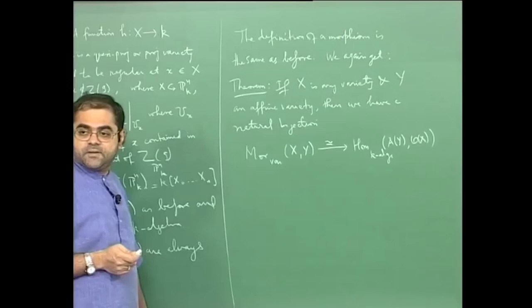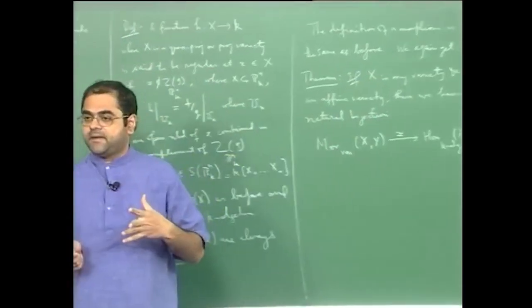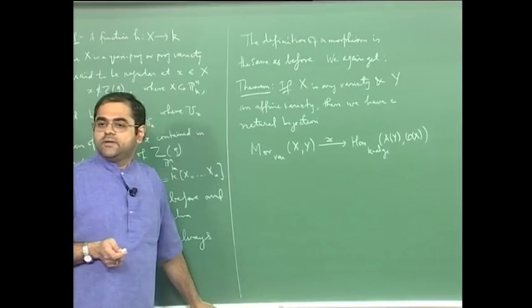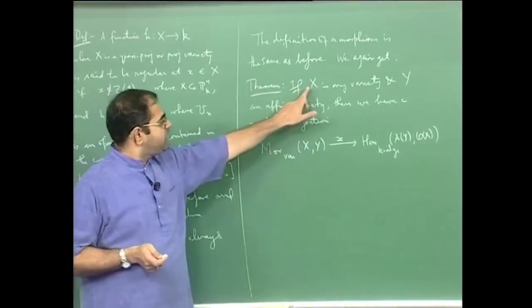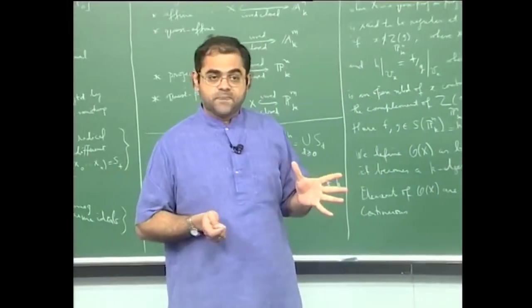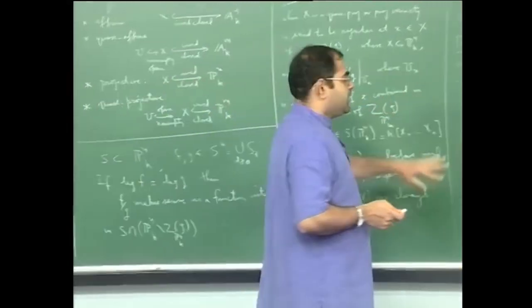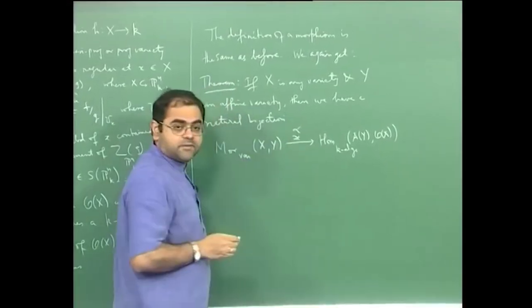We saw this theorem where we were thinking of X only as an affine or quasi affine variety, but the same proof will go through. If you go back and look at this proof, you will see that the same proof will work even if X is a projective or a quasi projective variety. So this theorem still holds. And if you remember, I called this map alpha.